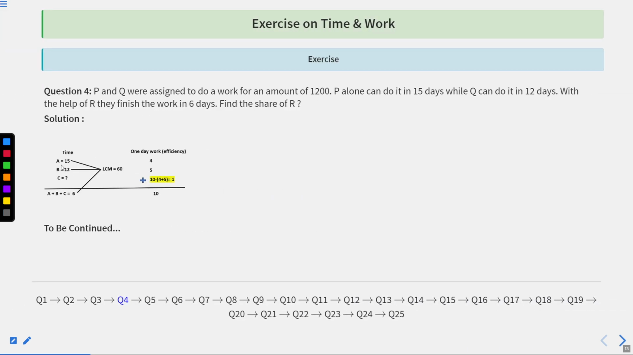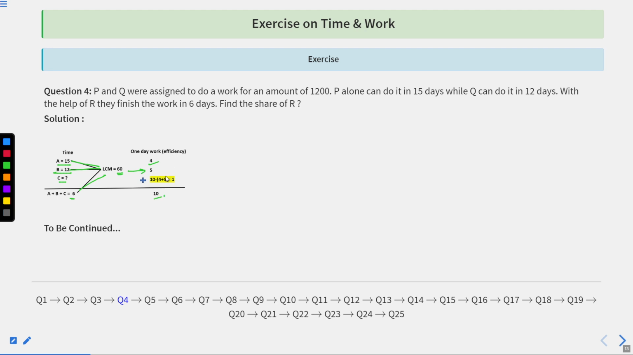So here A is given to be 15, B is 12, and we have to see what time C takes. The together time is given to be 6 days. If you take the LCM, then you will get 60. Now the one day work efficiency of A will be 60 upon 15, that is 4. And the one day work efficiency of B will be 60 upon 12, that is 5. And the combined work efficiency will be 10.